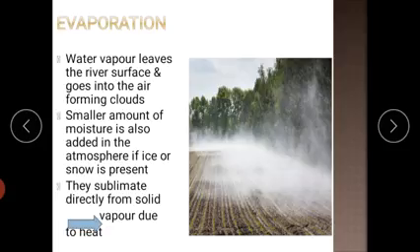When these water vapors leave the river surface or our land, they go into the air and form the clouds. There is also another smaller amount of water that comes from ice, and this moisture comes through the procedure of sublimation that I have already discussed with you. What is sublimation? Sublimation means the direct conversion of the solid state into vapors due to heat.